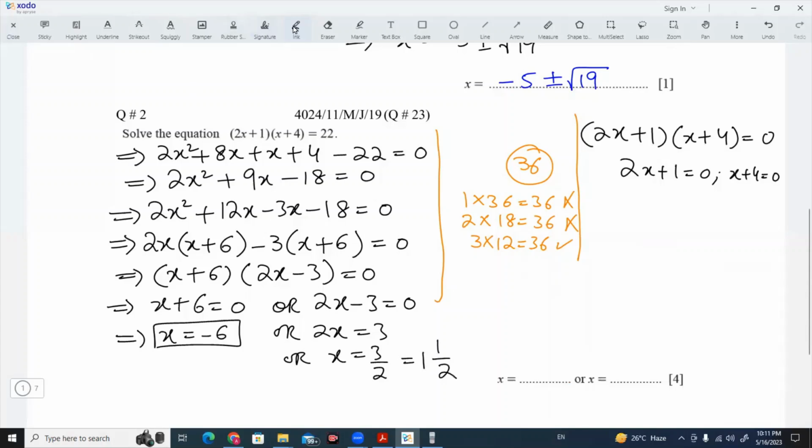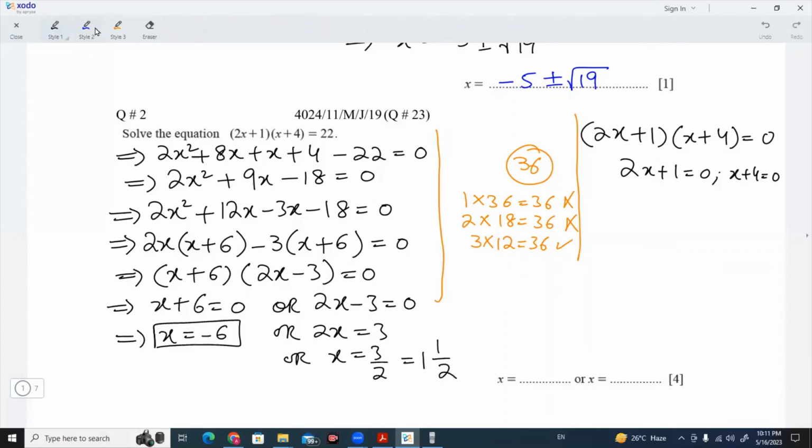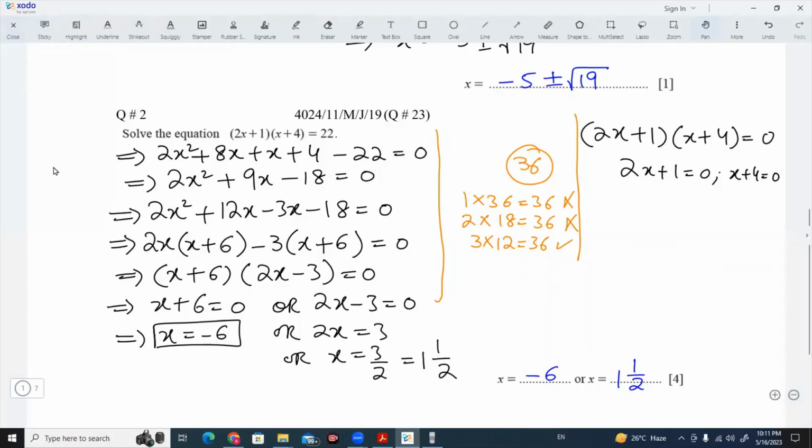These two are the answers for this question. So we can write down our answers in the given space. That is x equals minus 6 and x equals 1 whole 1 by 2, or we can say 1.5, both are fine. So moving ahead to the next question on the next page, question number 3.